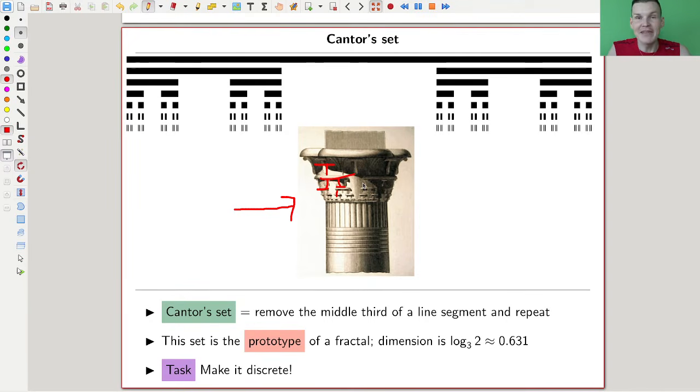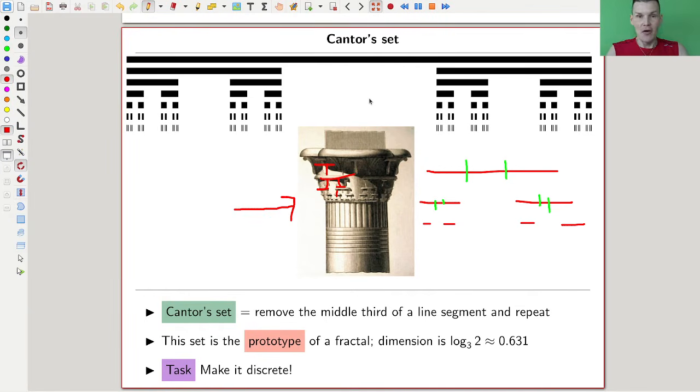But anyway, let's talk about the mathematical Cantor set. Essentially it's the following idea. You have a line, you remove the middle third, so you get two distinct lines, and now you repeat the process. You remove the middle third of each one of them, and you get more and more of those little pieces, and you just keep going until you can't draw them anymore because they are too small.